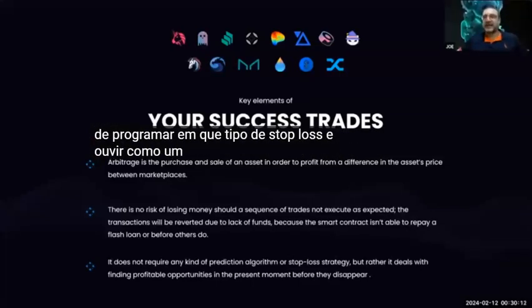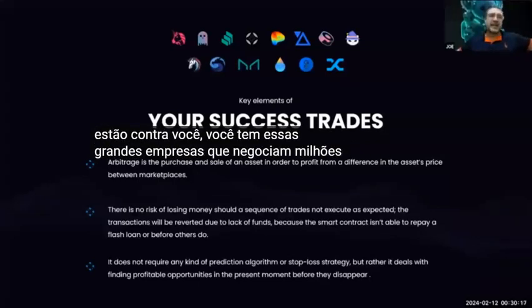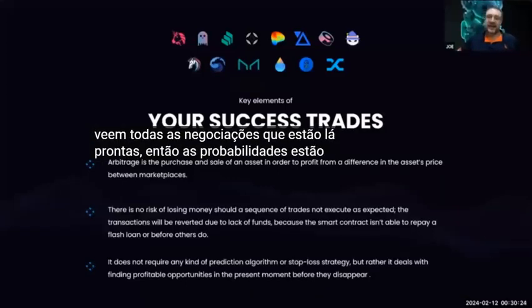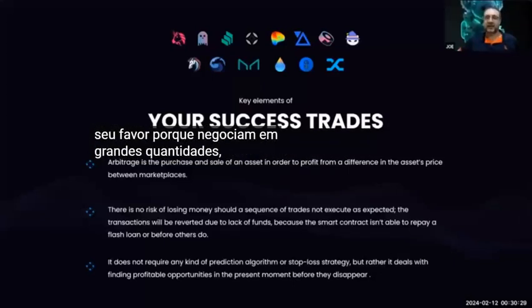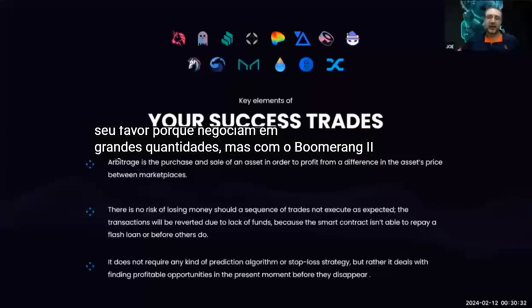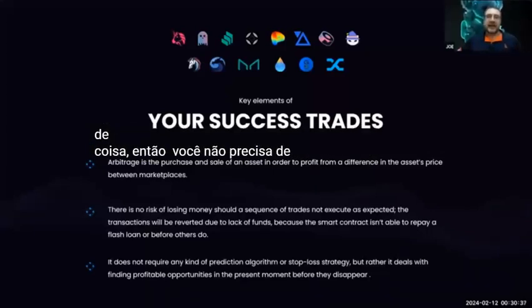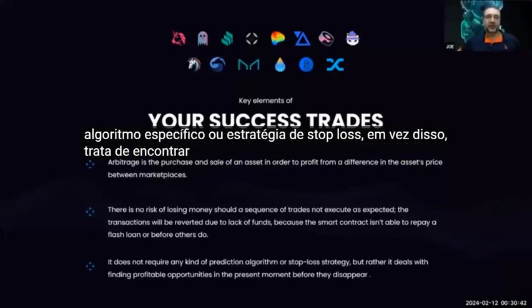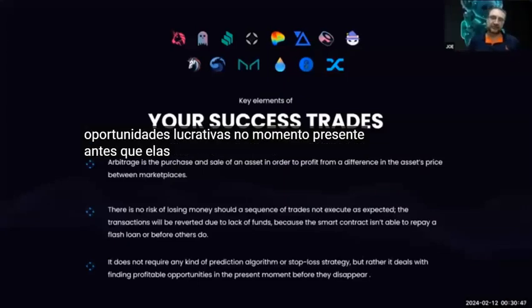And listen, as an individual trader, the odds are stacked against you. You've got these huge companies that trade millions and millions of dollars every day, and they see every single trade that's there ready. So the odds are stacked against you because they can move the markets to their advantage because they trade in such large amounts. But with Boomerang AI, you don't have to worry about that sort of thing. So you don't need any specific algorithm or stop loss strategy. Rather, it deals with finding profitable opportunities in the present moment before they disappear.